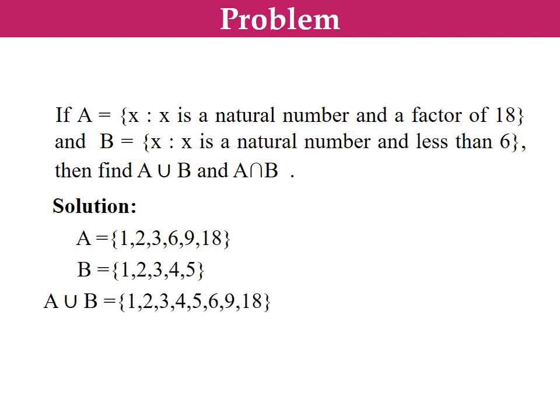What is A union B? While we are writing, you just combine the numbers. If terms are repeated, take at once. A intersection B means 1, 2, 3.